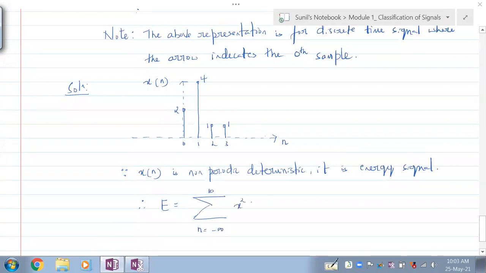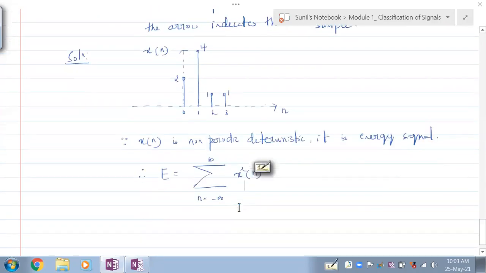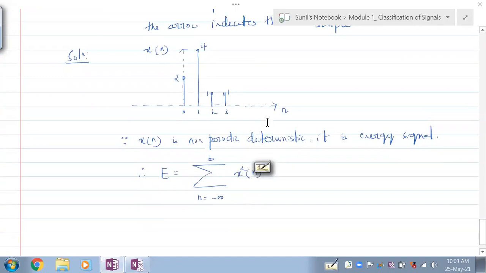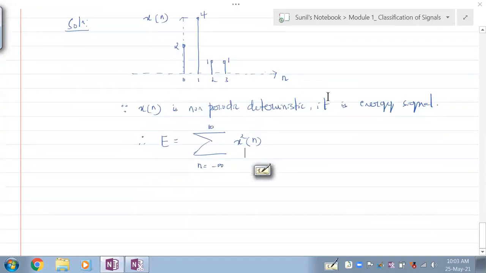Okay, x squared n. Now, how many samples are there of x of n? There are 4 samples, right? Ranging from 0 to 3. Fine. So we can directly write this as x squared 0 plus x squared 1 plus x squared 2 plus x squared 3. So this is how things go.